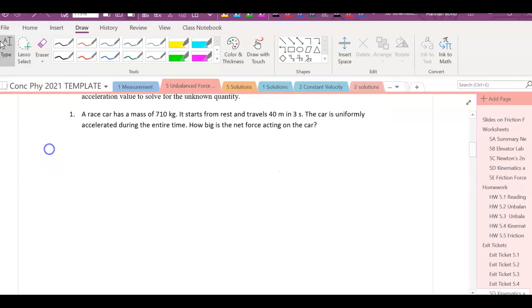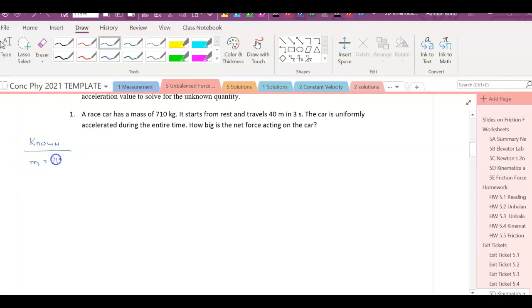So in problem number 1 here, we have a race car that starts from rest and goes 40 meters in 3 seconds, being uniformly accelerated the entire time. We'd like to find the net force acting on the car. So the first thing that I'm going to do is make a list of the things that I know by reading the problem. So I know the mass.